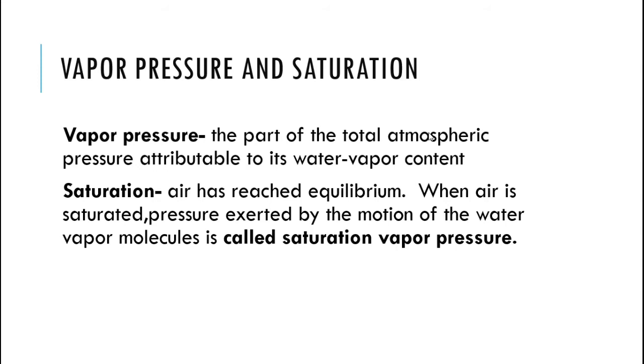So more definitions. Vapor pressure is the part of the total atmospheric pressure attributable to its water vapor content. Okay, so we know that there is pressure in the atmosphere, but when we say vapor pressure, it's only attributed to the water vapor. It's not with the collision of other particles in air. Then when we have here saturation, air has reached equilibrium. Okay, when air is saturated, pressure exerted by the motion of the water vapor molecules is known as saturation vapor pressure, if air is saturated.